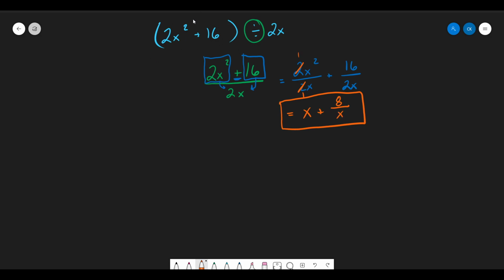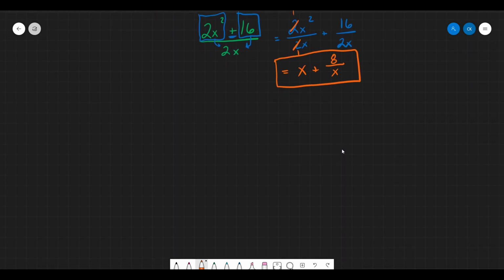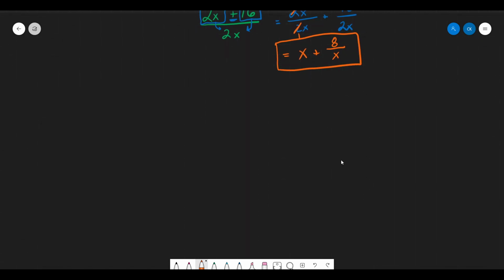If we are taking a polynomial and dividing it by a monomial, we're going to take each term of the polynomial and divide it by the monomial. So let's do another one. Same concept here, but now let's work with a trinomial on top. Let's say we have b squared plus 12b minus 14 divided by 3b.